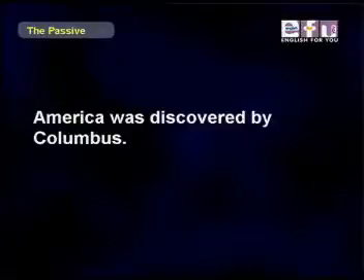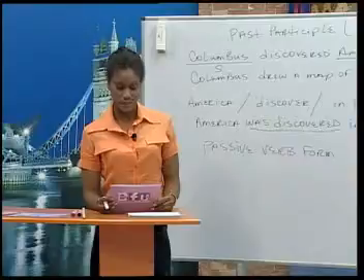Now we have to do something with Columbus. For this, we use by. By is called the agent. Who or what did the action? The by agent. So we can say, America was discovered by Columbus. Now let's practice.